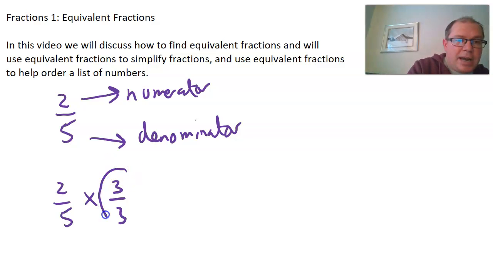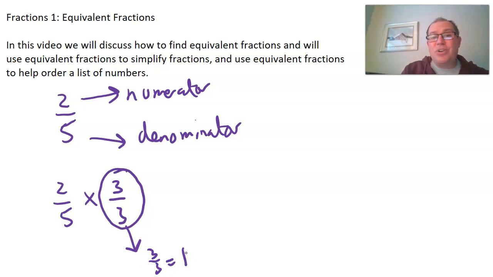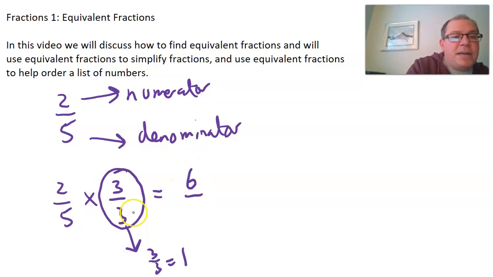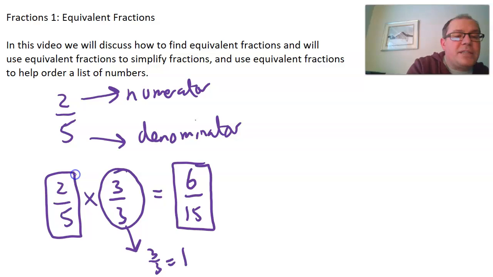So you can see that I'm multiplying the fraction by 1 because 3 divided by 3 is equal to 1. So it's still going to be the same value as 2/5. And so the rules for multiplying fractions are multiply the top numbers together. 2 times 3 is a 6 and 5 times 3 is a 15. So what we can say is that 6/15 and 2/5 are exactly the same number.